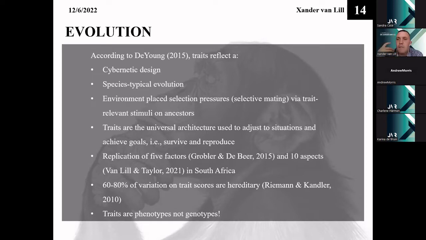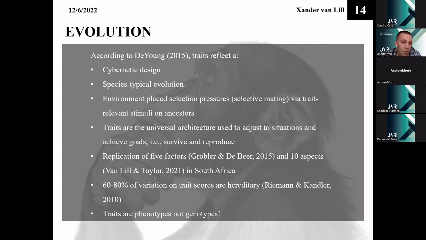Now, in the argument, he beautifully argues that this is a species-typical evolution that has occurred in us because the environment throws chaos at us and suddenly we have to adjust, but also we have the necessity to stably pursue outcomes. Together, these have evolved in us over time through selection pressures that have been placed on us, specifically through something like selective mating. And so you can almost think of traits as this universal architecture that has developed in us to adjust to situations and achieve our goals, mainly to survive and reproduce, and reproduce to propagate the species into the future.